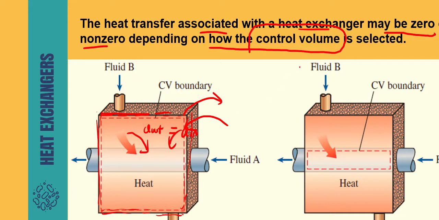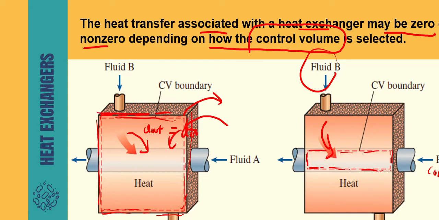Okay, now if you select fluid A as your system, fluid A is what? This is the cold stream that requires heating, right? So you select only fluid A as your system, and then what is your surrounding? Your surrounding is fluid B. So there is heat transfer from fluid B to fluid A. So that's why your Q is not equal to zero.